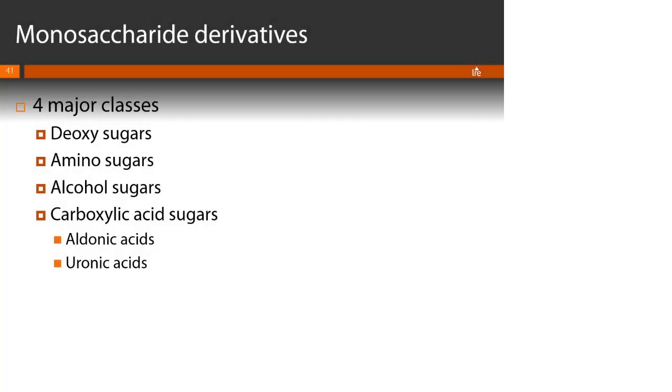What's up, guys? So today we're going to talk about important monosaccharides, important disaccharides, and some monosaccharide derivatives. So let's start with our monosaccharide derivatives. We're going to divide these into four major classes: deoxy sugars, amino sugars, sugar alcohols, and carboxylic acid sugars. And we can subdivide the carboxylic acid sugars into aldonic acids and uronic acids.